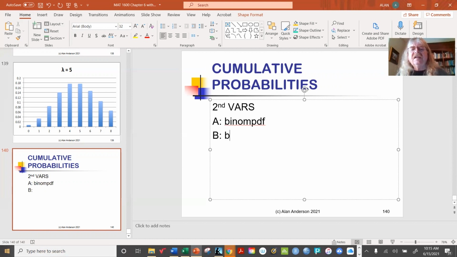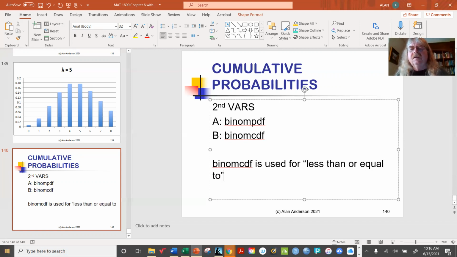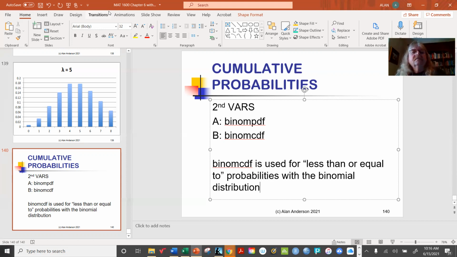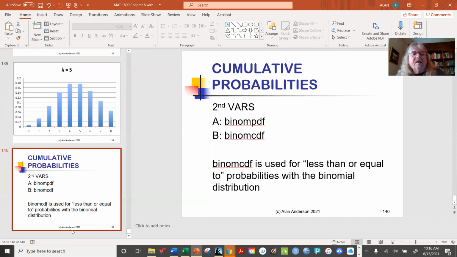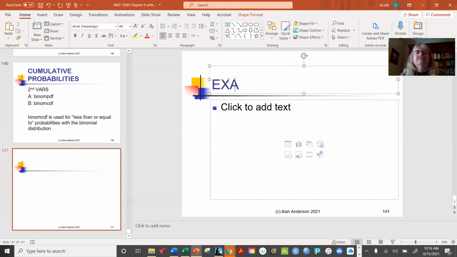was Binom CDF. Okay, now what is that all about? Binom CDF is used for less than or equal to probabilities with the binomial distribution. Okay, so let me show you an example of this. This is something you only use once in a while. Very occasionally, you can get a lot of use out of it.